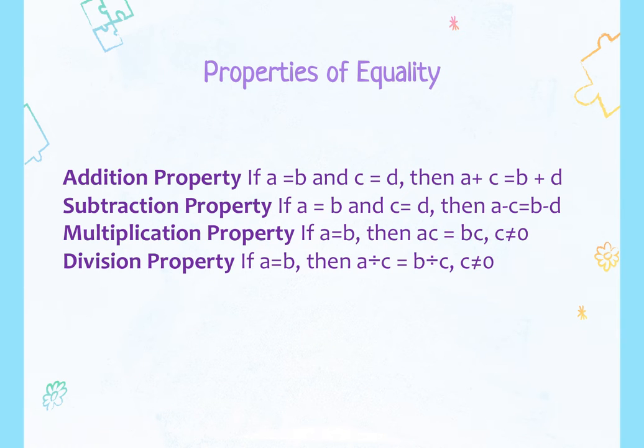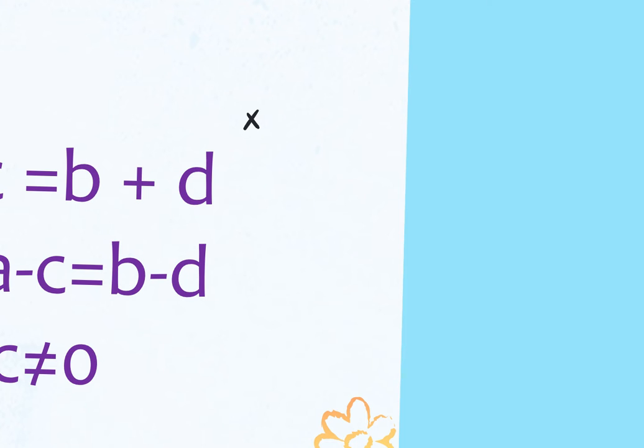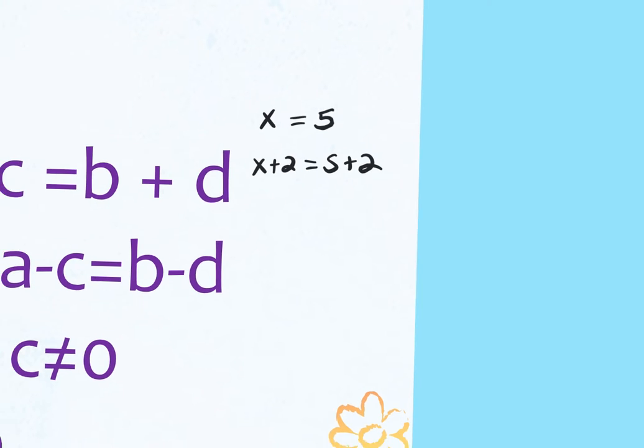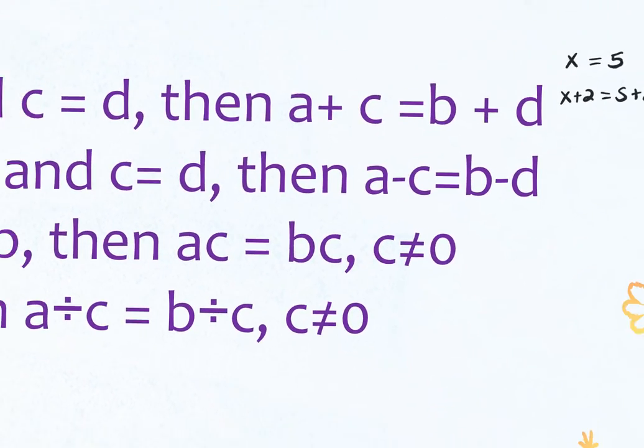So we start with the properties of equality. The addition property of equality says if A equals B and C equals D, then A plus C equals B plus D. All this means is you can take the same value and add it to both sides of an equation, and it will keep that equation true. So you might see something like if x equals 5, then I can do x plus 2 equals 5 plus 2. You're adding the same thing to both sides of your equation. We use this every time we solve equations. You just didn't know the name of it before, perhaps.